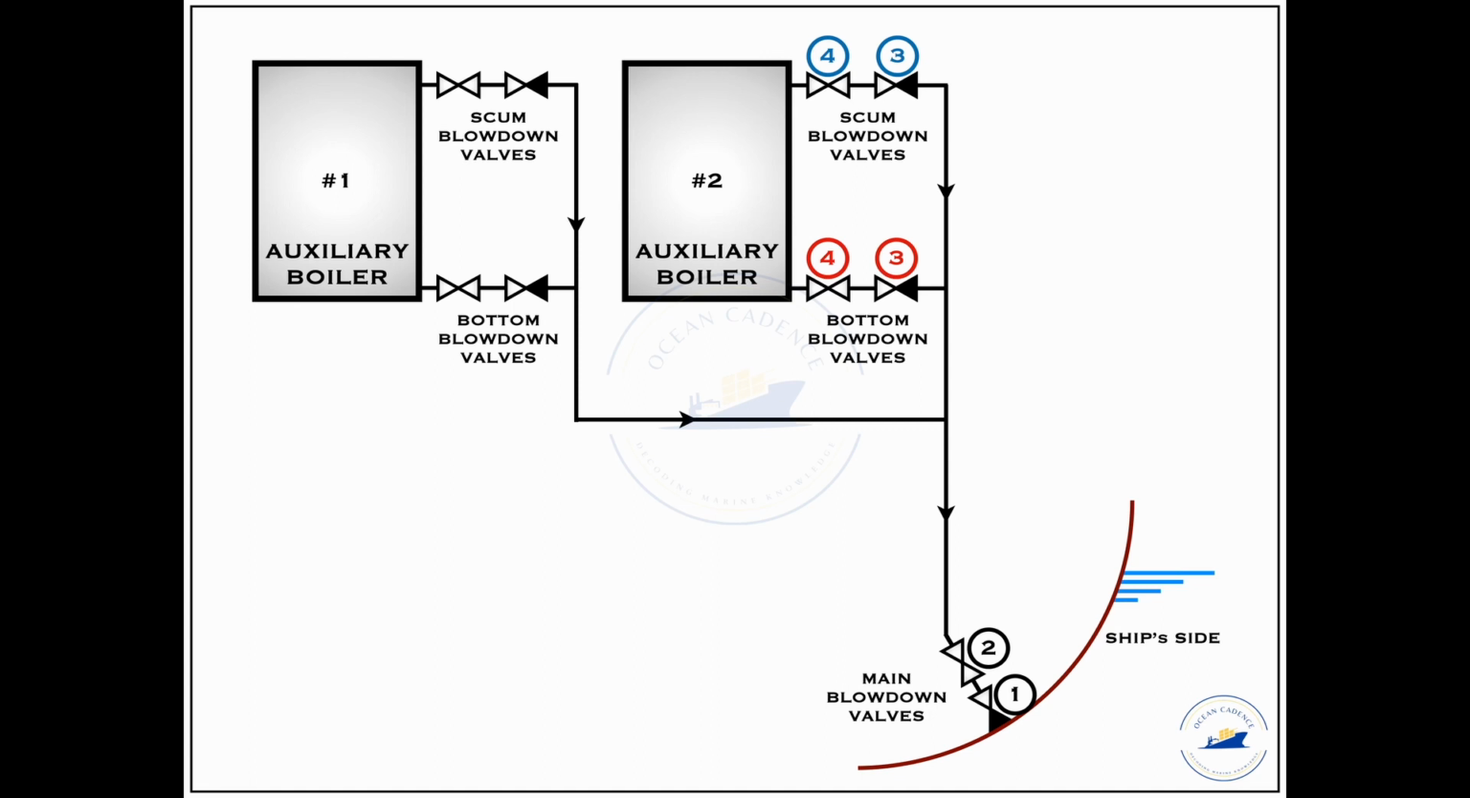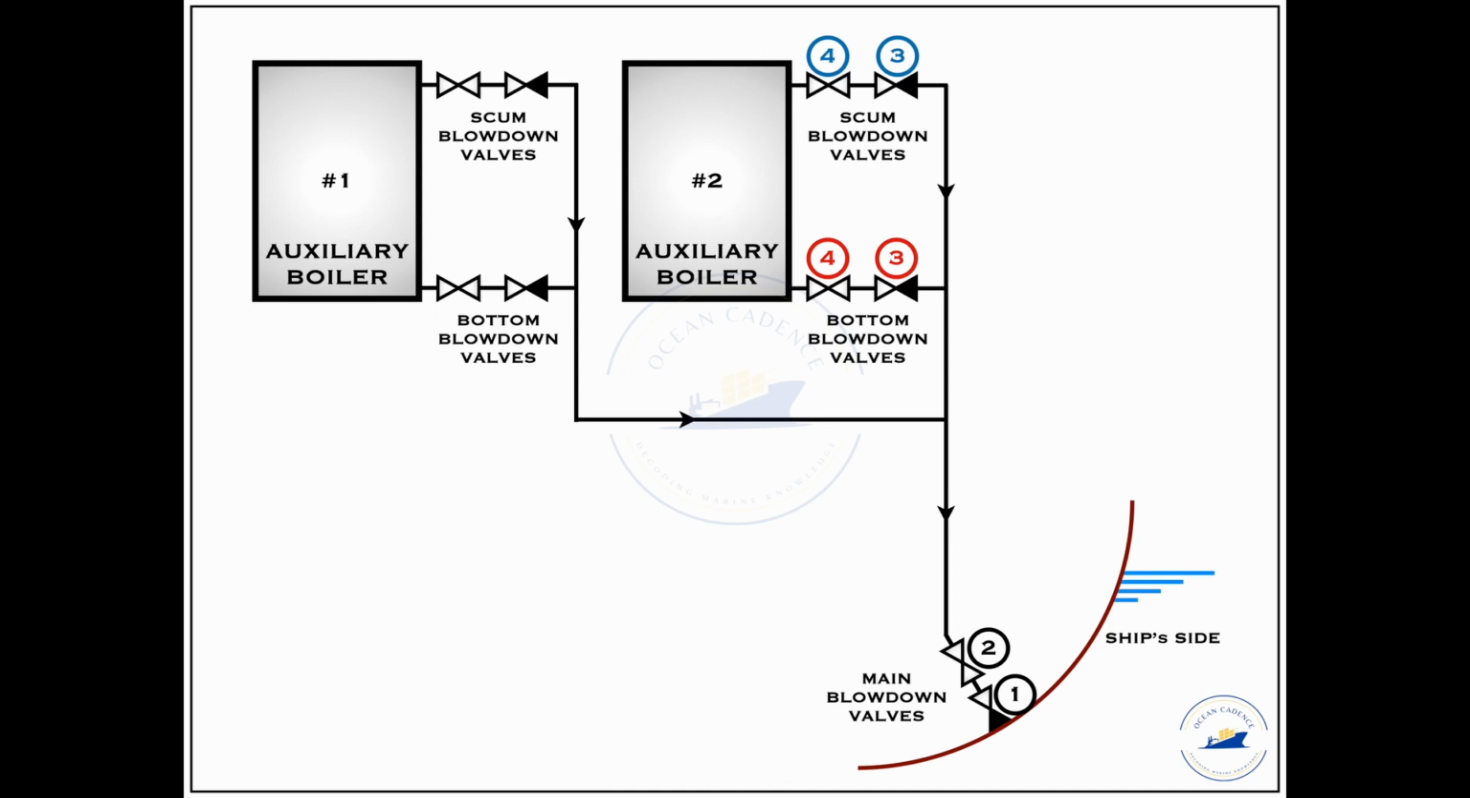So it can cause the glands to slack, the flanges or the gasket to slip, or even cause a burst in the line due to excessive hammering. So what we do is we open valves 1 and 2 on the ship side, and after that we first carry out the scum blowdown by opening the scum blowdown valves.